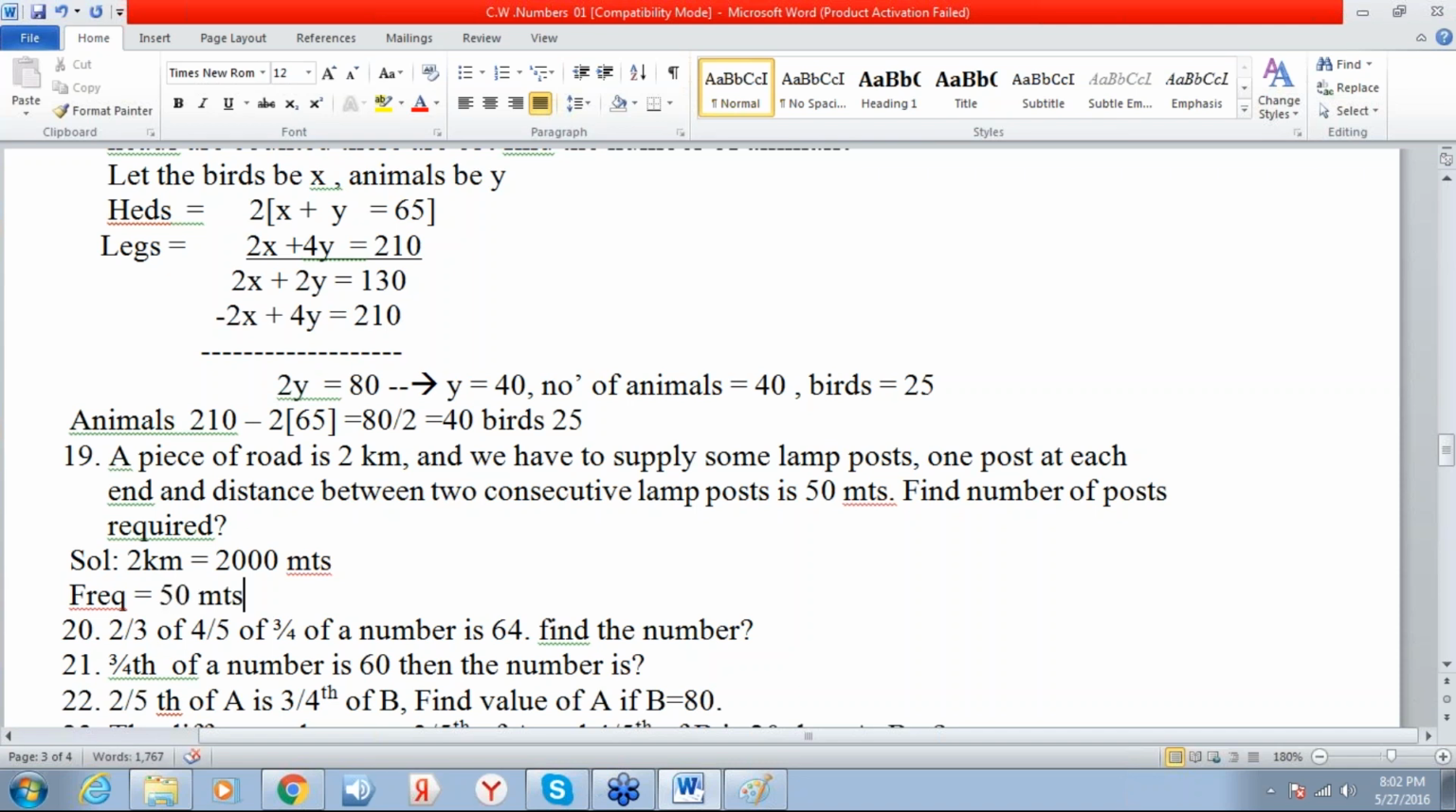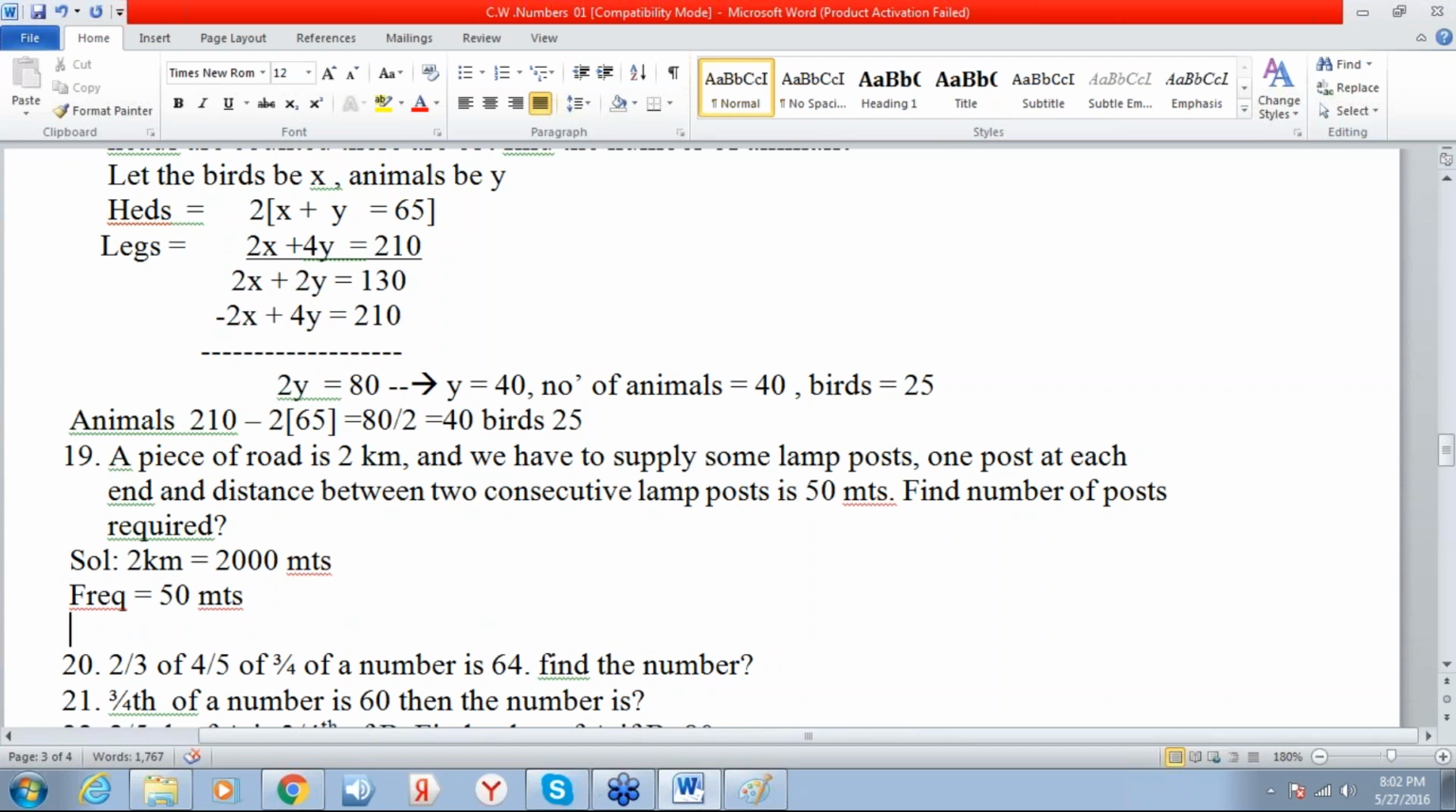So number of lampposts required is equal to 2000 divided by 50 plus 1. That is equal to 40 plus 1, which is equal to 41 lampposts required.